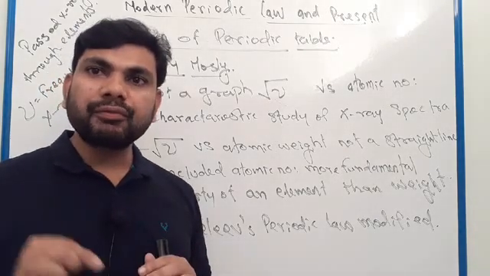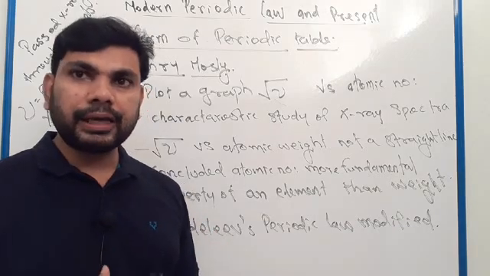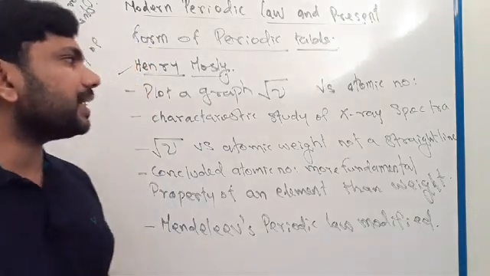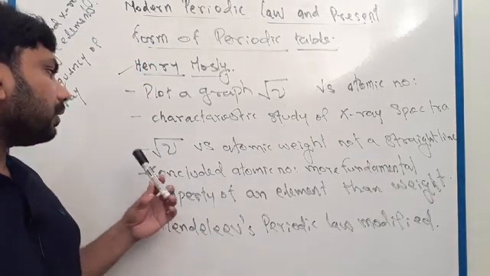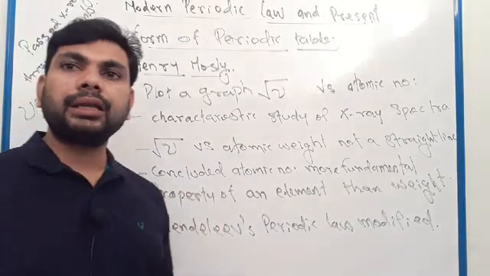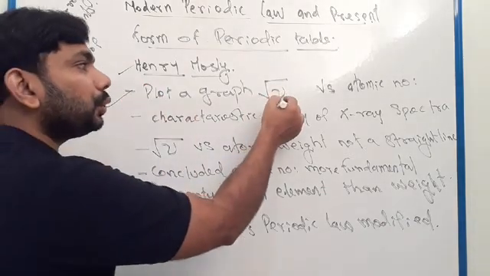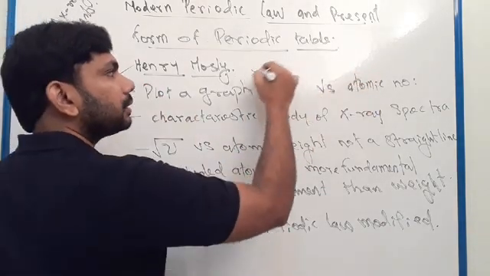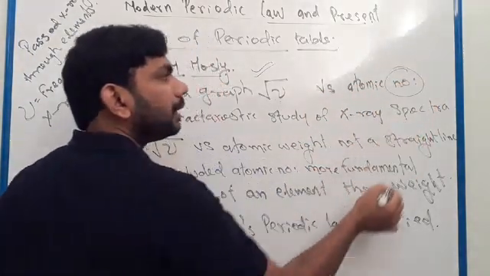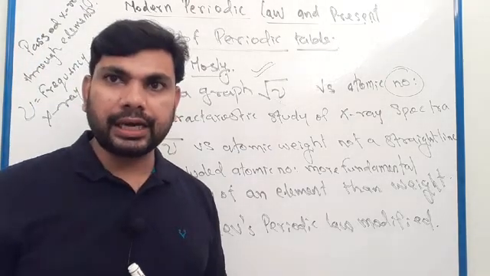He passed X-rays of known frequency through different elements. Then he got some information. From this information he plotted a graph of root of frequency of X-ray against atomic number. He plotted root nu against atomic number. Remember this, root nu against atomic number, and it was a straight line.